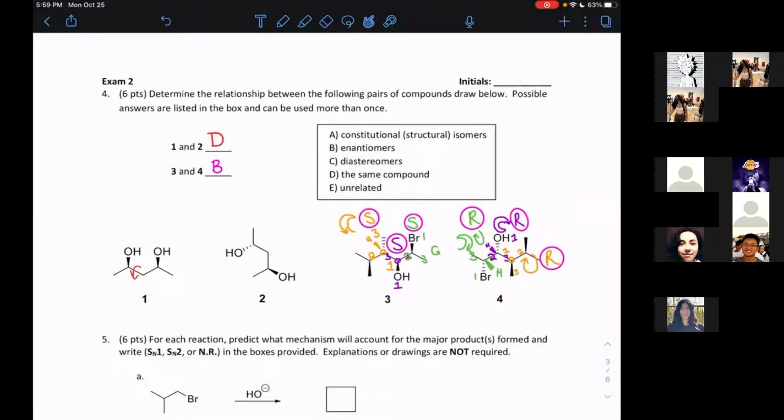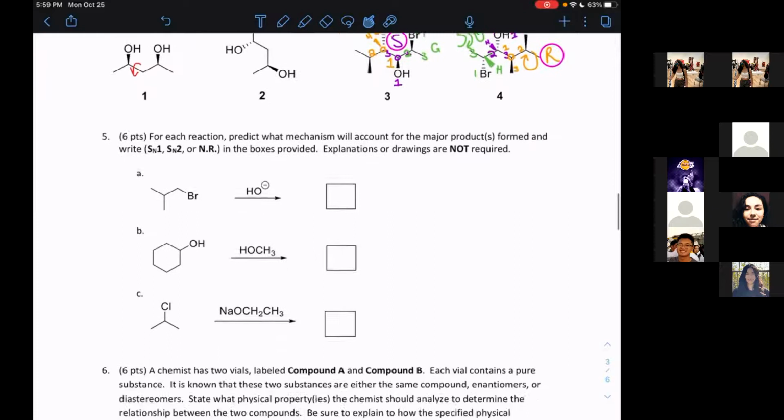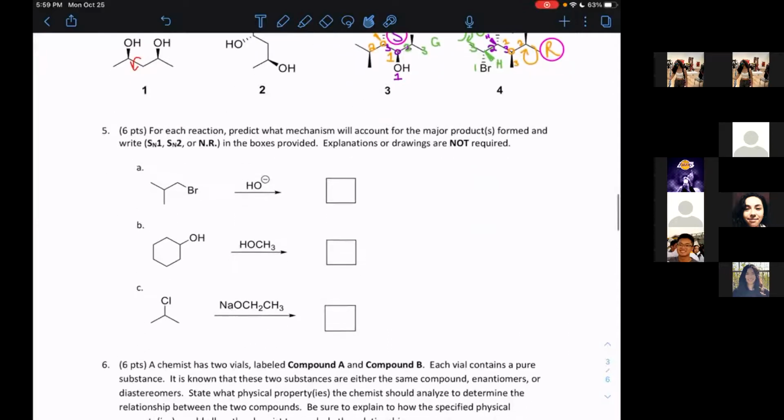What I do is just flip and rotate the compound. Do you have it built out or do you just do it in your head? I write them out. Okay, cool. I can't do things in my head like that. Yeah. Okay. So that's that one.